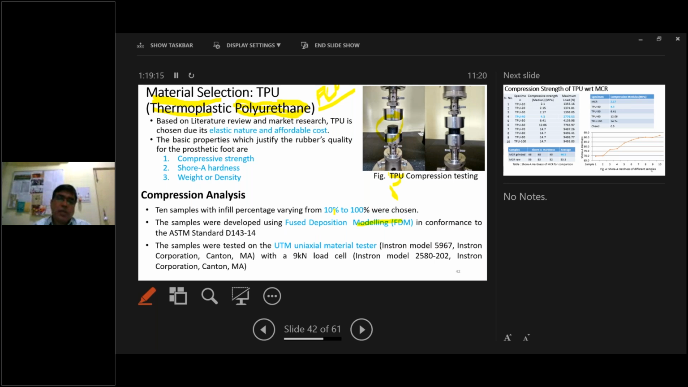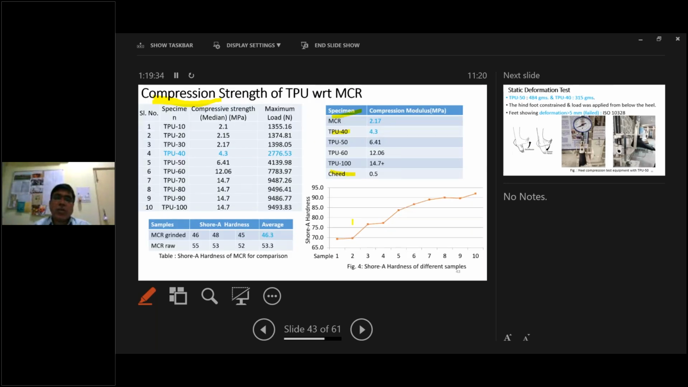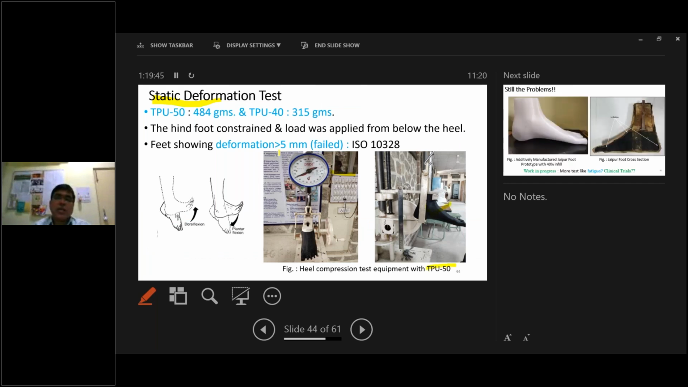Right? So its hardness was tested and compared with MCR, various grades of TPU, various grades were tested with wood. So that was the trick of the trade, and it was tested when printed, using a standard technique. How much is the heel angle? How much is the percentage of failure happening? What is the compression? If compression is greater than 5 mm, if it is showing more than 5 mm, it is a failure category as per ISO 10328. So the failure here was less than that. Therefore, TPU at 40% infill, and the weight of the foot was coming at 315 grams.